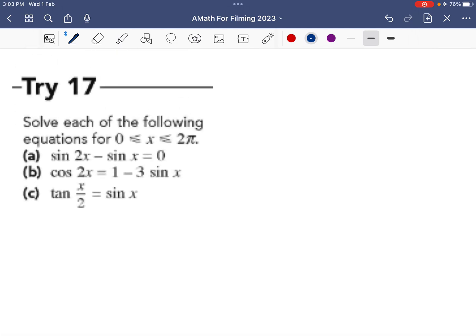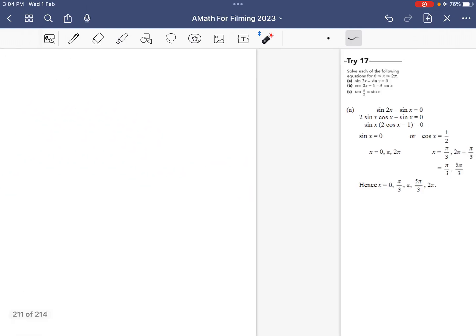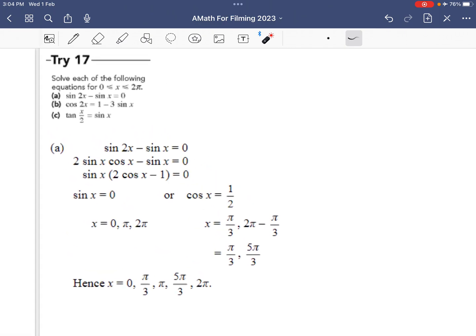Okay, please attempt try 17. Let me enlarge the font for you, and then we will start with the solutions in 3, 2, 1, let's go.